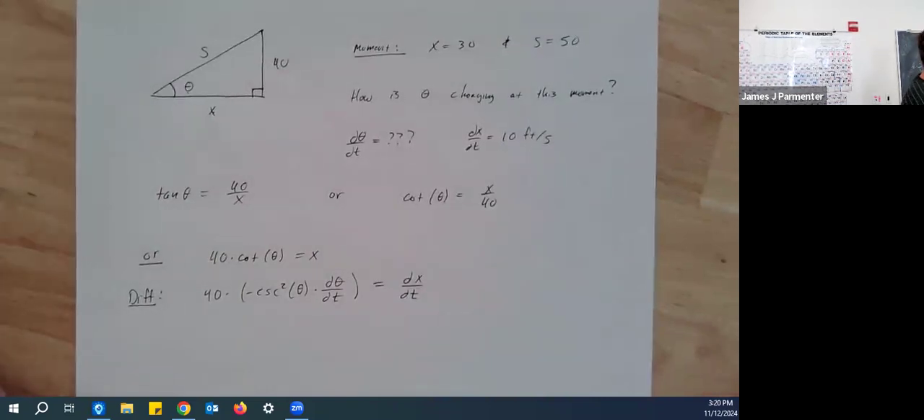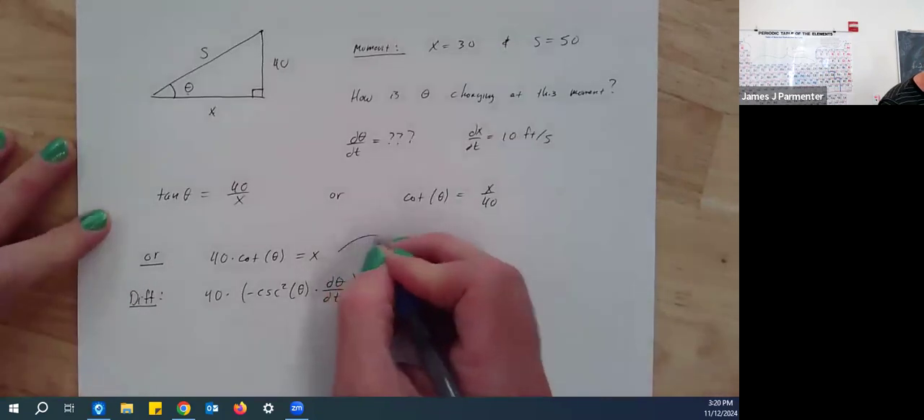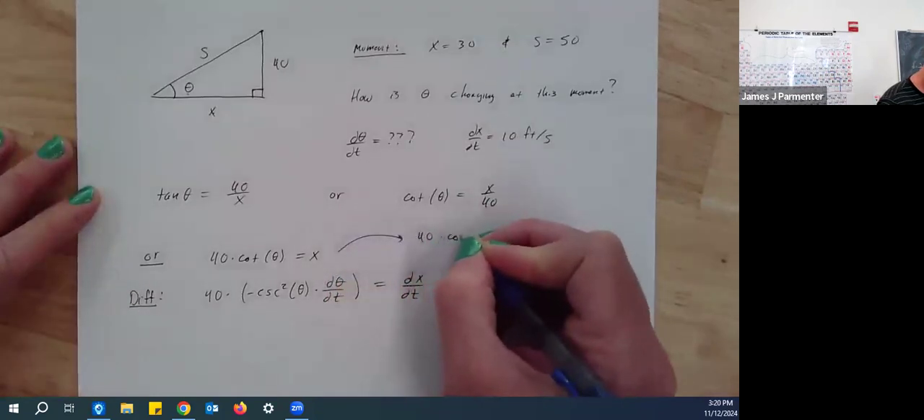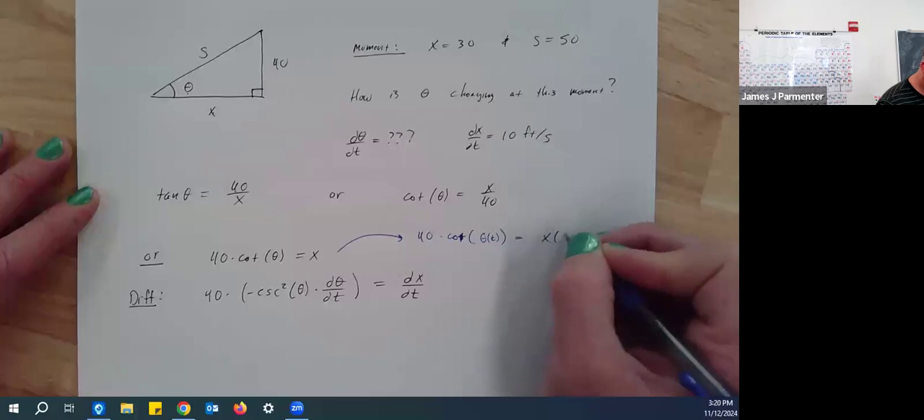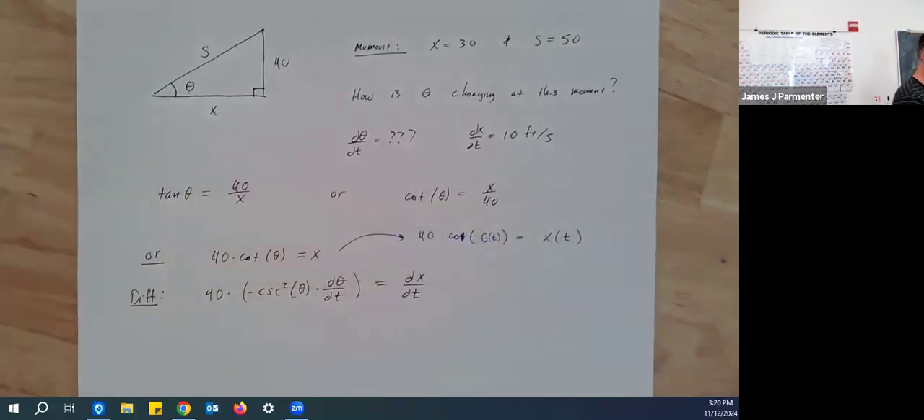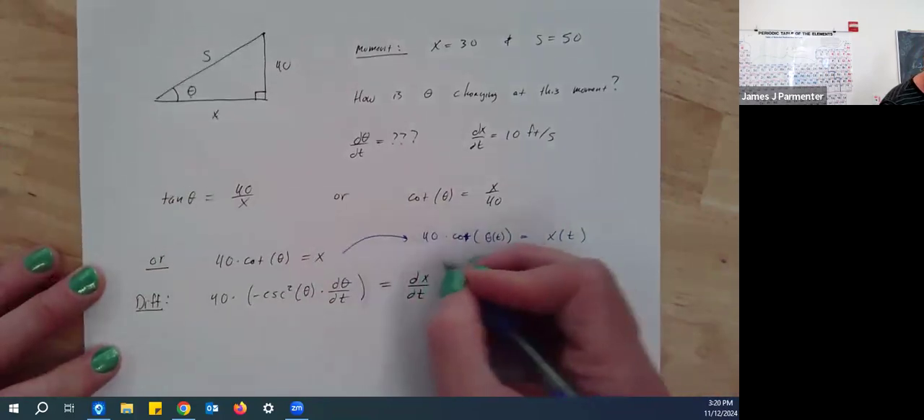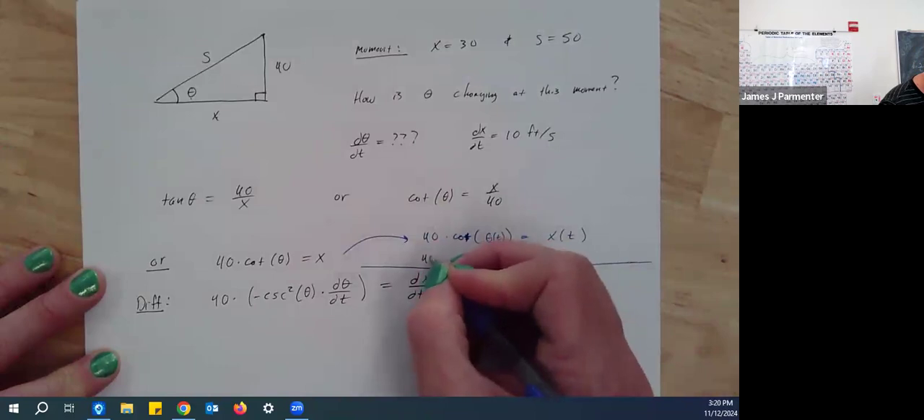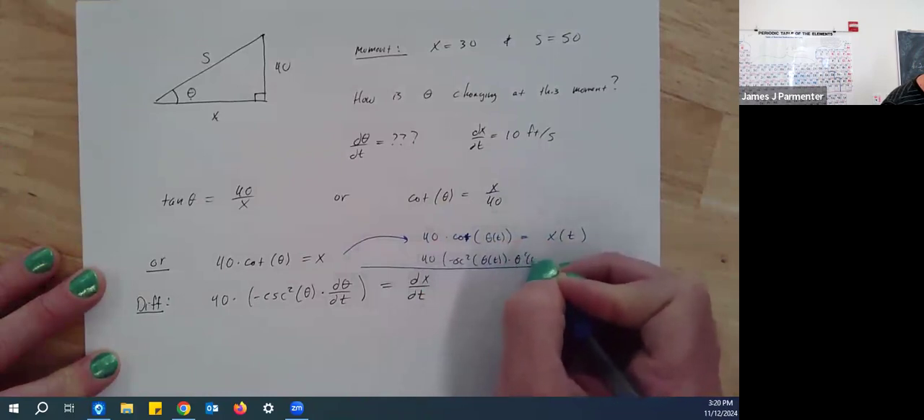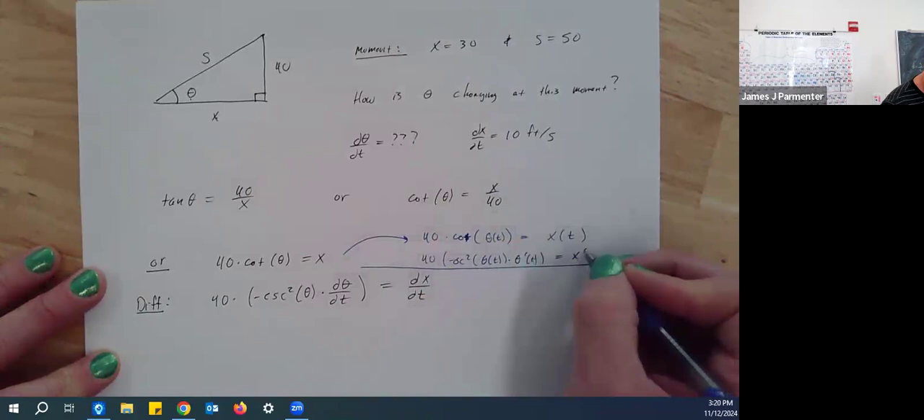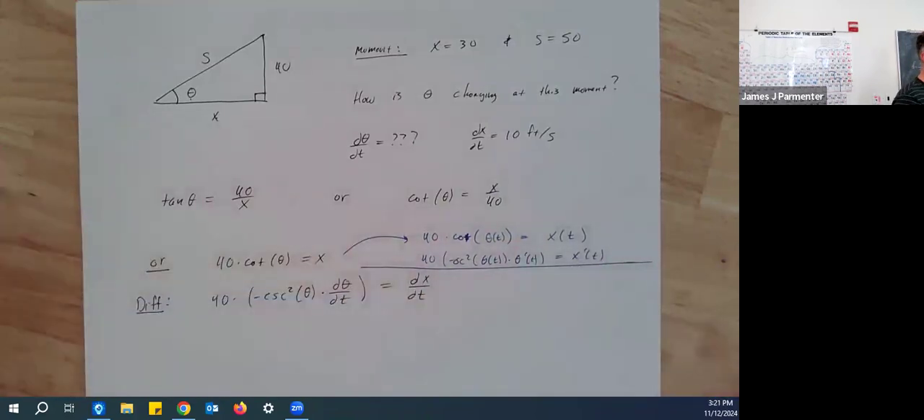If it helps, you could make the choice to write this as 40 times cotangent of theta of t equal to X of t, reminding yourself that everything is a function of time. And then when you differentiate, you can say, great, I'm going to have 40 times negative cosecant squared of theta of t, but then I have to multiply by the derivative of theta of t. And then the derivative of X of t is X prime of t. I'm not saying you should do this. I'm just saying if you're having a really hard time remembering that you have to have the d theta dt or the dx dt show up, this is one way to remind yourself of those things. It's not the typical notation, but it's totally fine.